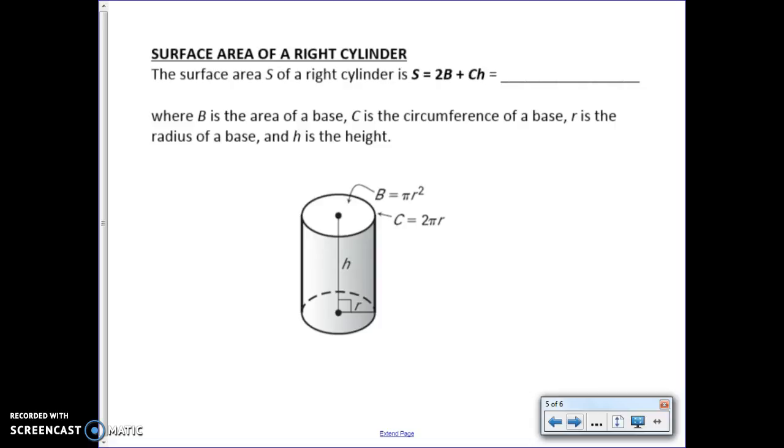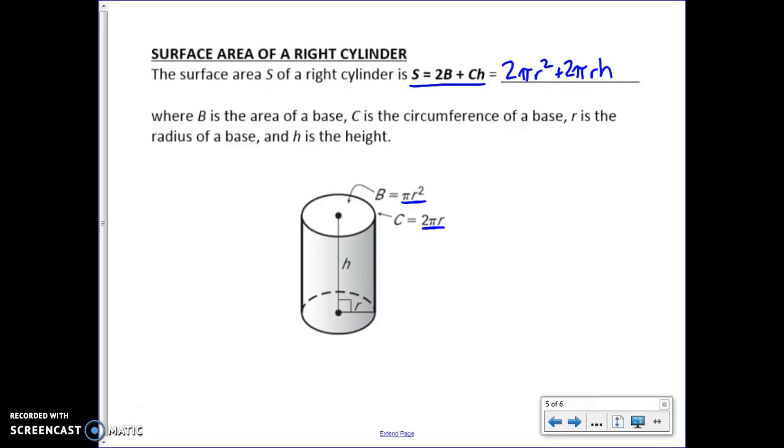Okay, so cylinders. Similar formula here, except instead of using a P, we have a C for circumference. Remember that the circumference is like the perimeter. But we always have a formula that we know for circumference. So we have S equals 2B plus CH. But we know that C is always 2 pi r, and we know that the area of the base, area of a circle, is pi r squared. So I'm going to plug those things in. So then I have 2 pi r squared plus 2 pi r h.